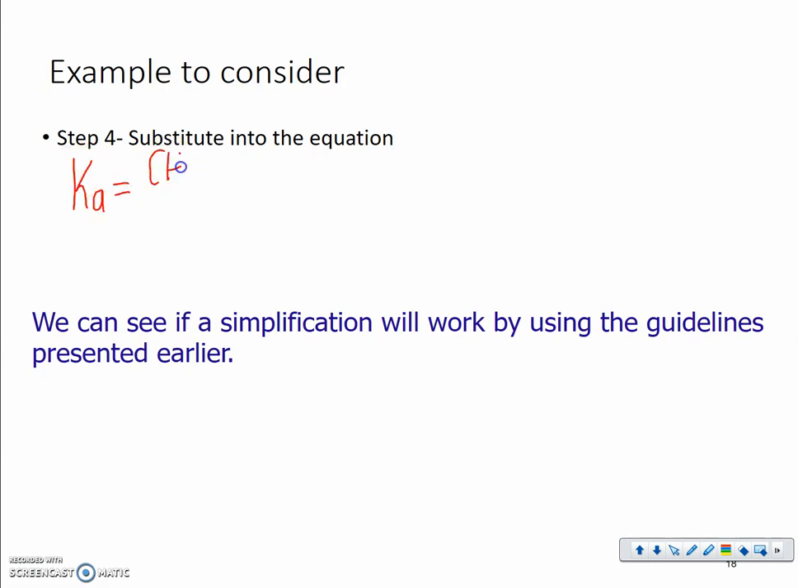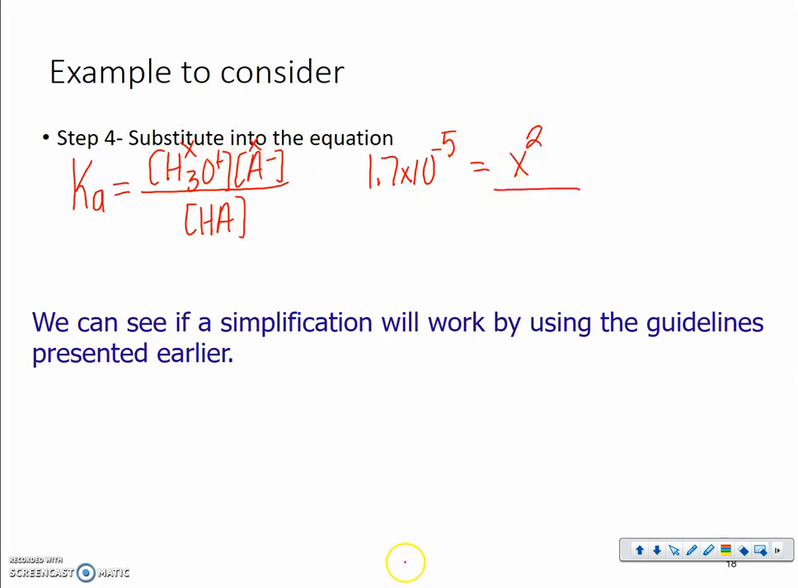So just to rewrite what that was. We know Ka because it was given to us in our problem. It's 1.7 times 10 to the negative fifth. Both of these are x, so we can rewrite that as x times x, or x squared. And then our HA was 0.3 minus x. We can put that on the denominator.